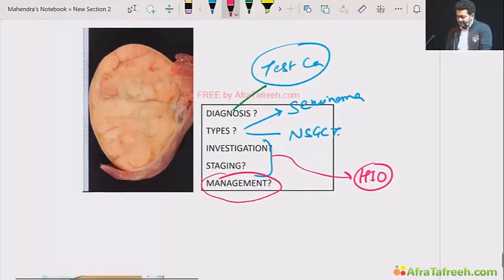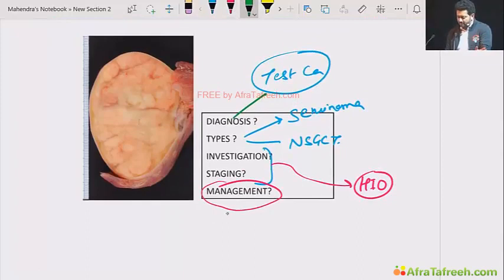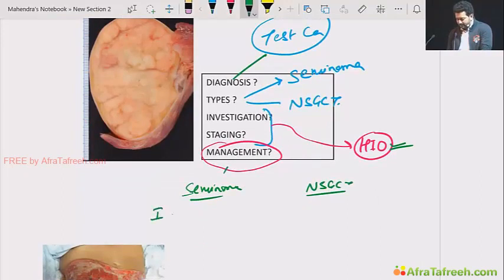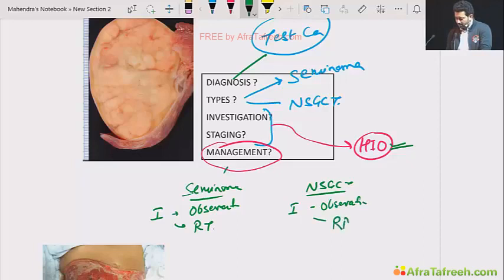Management depends on the staging, but the main thing you should remember is that in seminoma and non-seminomatous germ cell tumor, orchidectomy you have already done. Stage 1: you can do observation or go for radiotherapy. Non-seminomatous: observation, or go for retroperitoneal lymph node dissection. Retroperitoneal lymph node dissection means you will surgically remove those lymph nodes present around the aorta or the IVC. Seminoma is radiosensitive, so you can manage with radiotherapy.